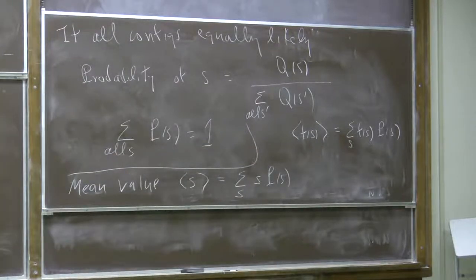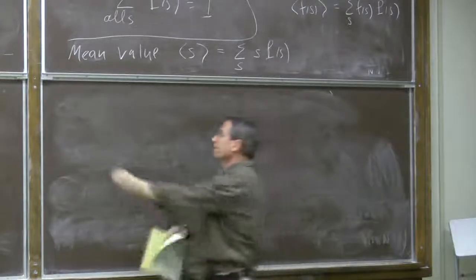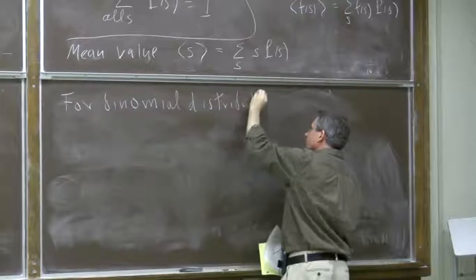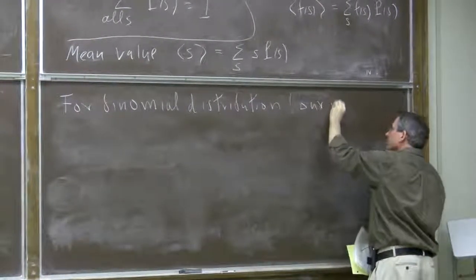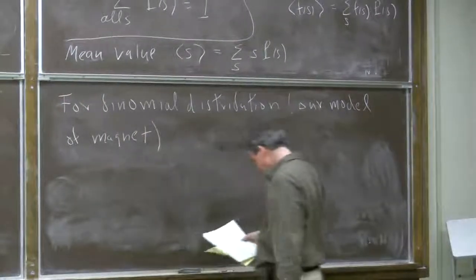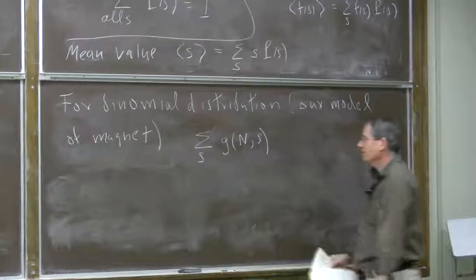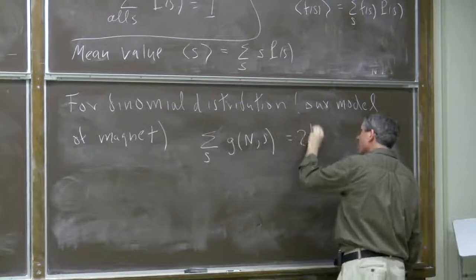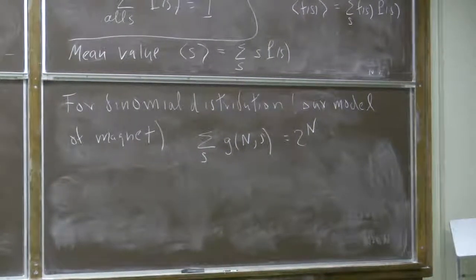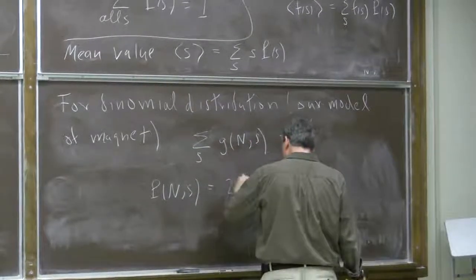Now, in the case of our binomial distribution that we've been describing for our model of a magnet, when we sum up the multiplicity for fixed n and all possible values of the excess s, we get 2 to the n, because that's the total number of configurations for n spins, each of which can be either up or down. The total number of outcomes if we flip a coin n times. So we should normalize to get a probability distribution from our multiplicity function. And we do so by dividing by 2 to the n.